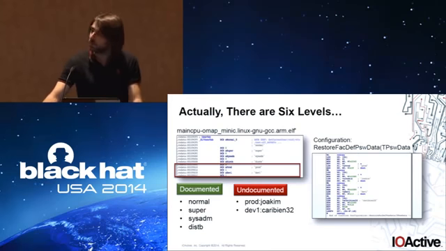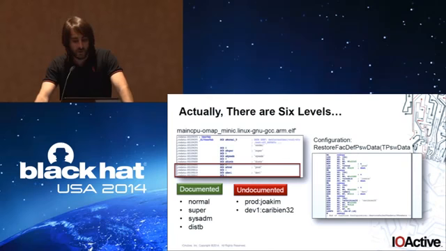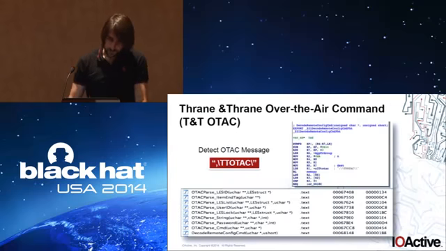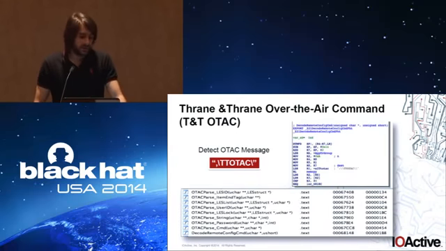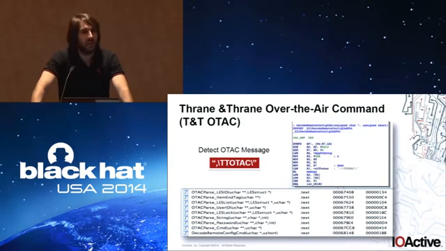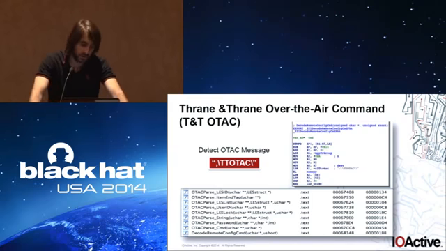We can retrieve the passwords from the function that is intended to restore the default factory passwords. So the next step is to find where those remote commands are parsed. Basically, when they detect that a message to that terminal has been received, they try to find that magic, which stands for the Train and Train over-the-air command.